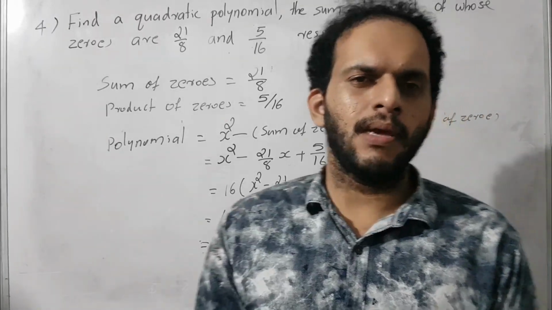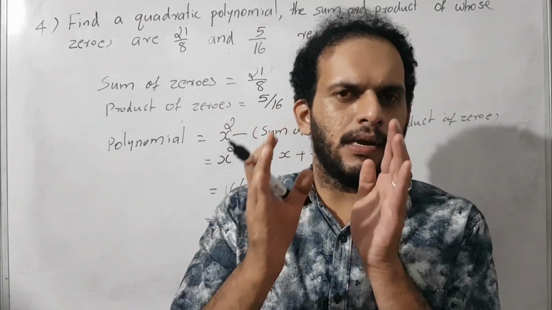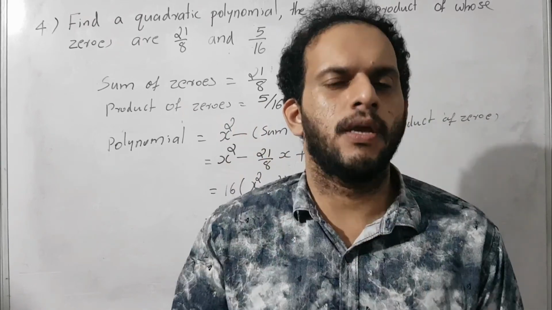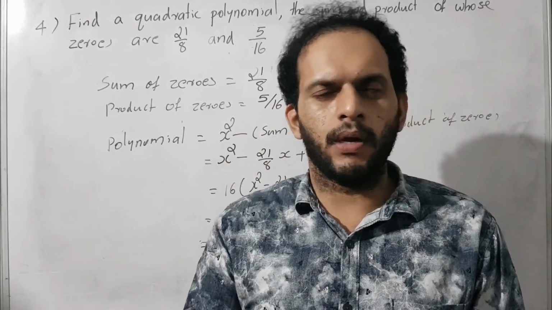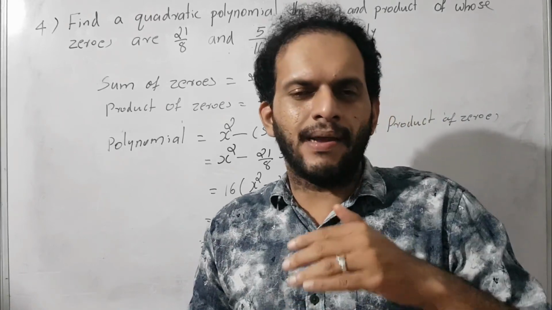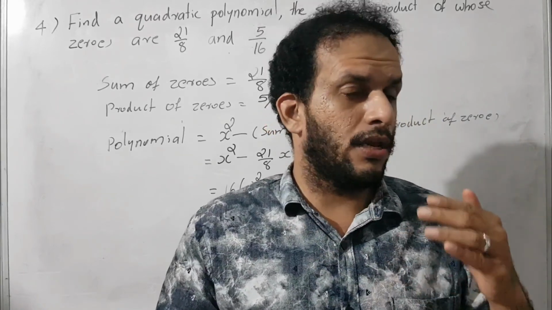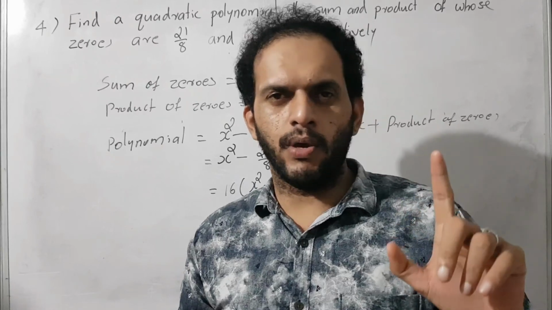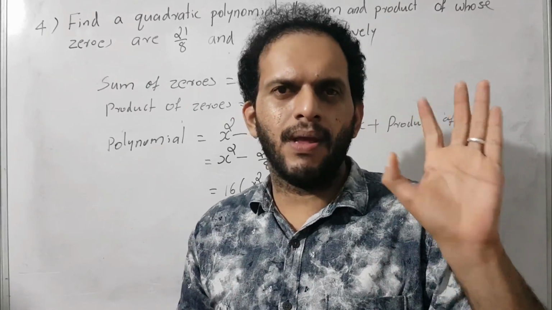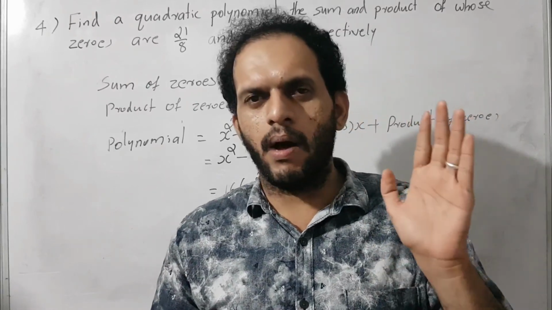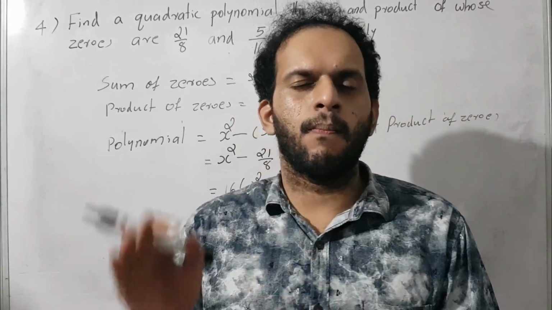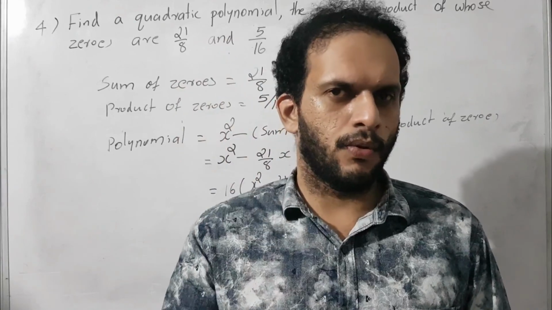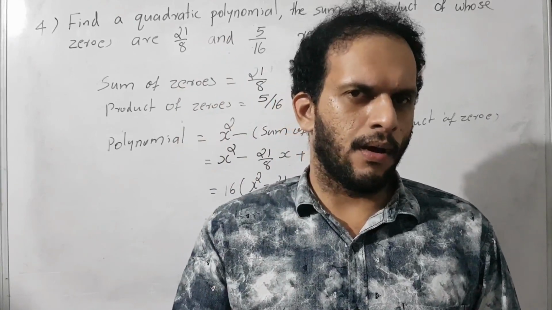Now I think you got the idea of how to write a quadratic polynomial if you are given the sum of zeros and the product of zeros. Okay, for writing the quadratic polynomial, what equation do we use? We use the equation: the required polynomial is equal to x square minus sum of zeros into x plus product of zeros. Okay, the idea is clear, am I right?